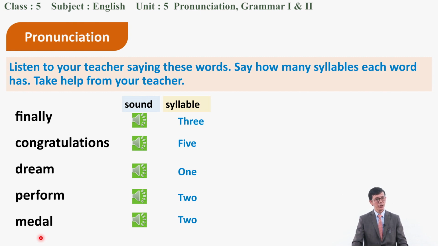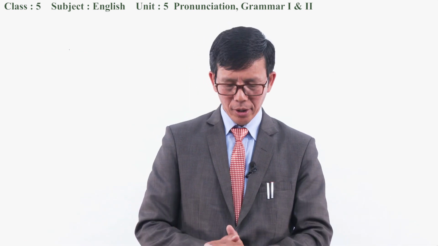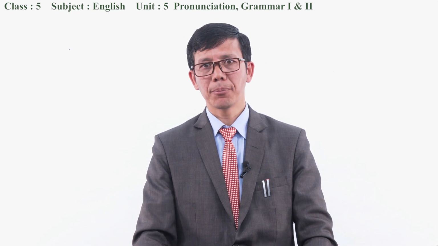My dear students, you listened to the correct pronunciation of these words from our reading text 1, and you also learned to pronounce them correctly with the number of syllables. Remember, if you see the word M-E-D-A-L, these are letters. Don't say that M-E-D-A-L means five syllables, no. Medal is a two-syllable word. This is how we learn the syllables and the pronunciation of some of the words from the reading text.